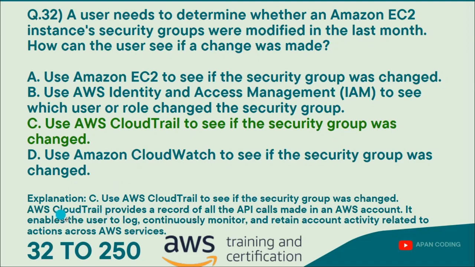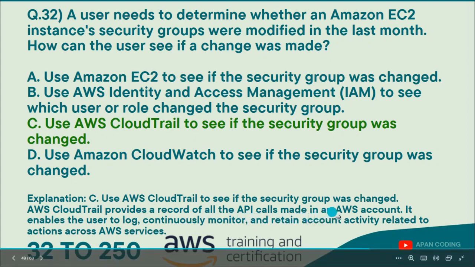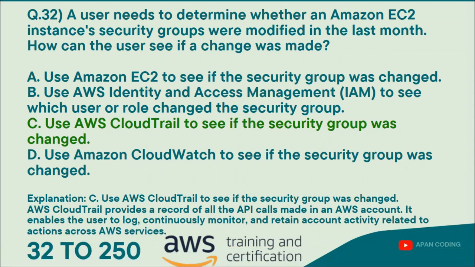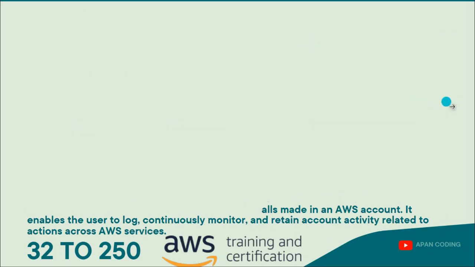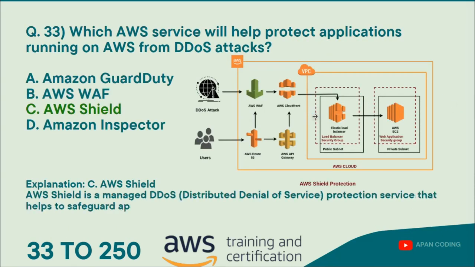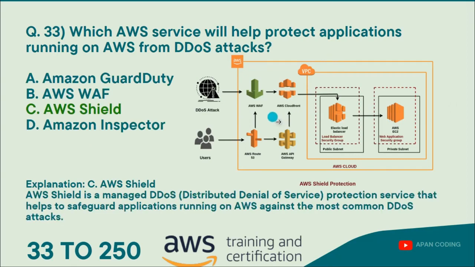AWS CloudTrail provides a record of all the API calls made in an AWS account. It enables users to log continuously, monitor and retain account activities related to actions across the AWS services. It means, friends, if there is any modification anywhere, CloudTrail continuously monitors those activities. Now let's move on to the next question. If you have any doubt, friends, definitely ask, because my motive is that there should not be any doubt on your side.